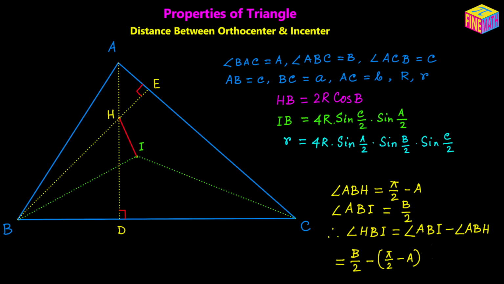And if we plug in the values, it's going to look like this. It would be B over 2 minus (pi over 2 minus A), because angle ABI is equal to B over 2 and angle ABH is equal to pi over 2 minus A. So I simply plugged in the values and it's going to look like this. And we can write it as B over 2 minus pi over 2 plus A. We simply remove the parenthesis, so it's going to look like this.